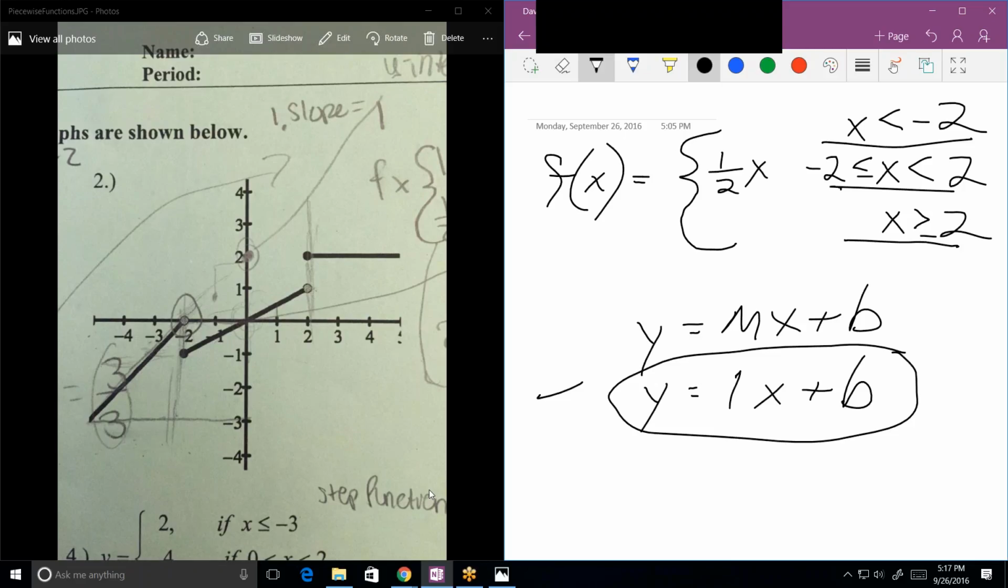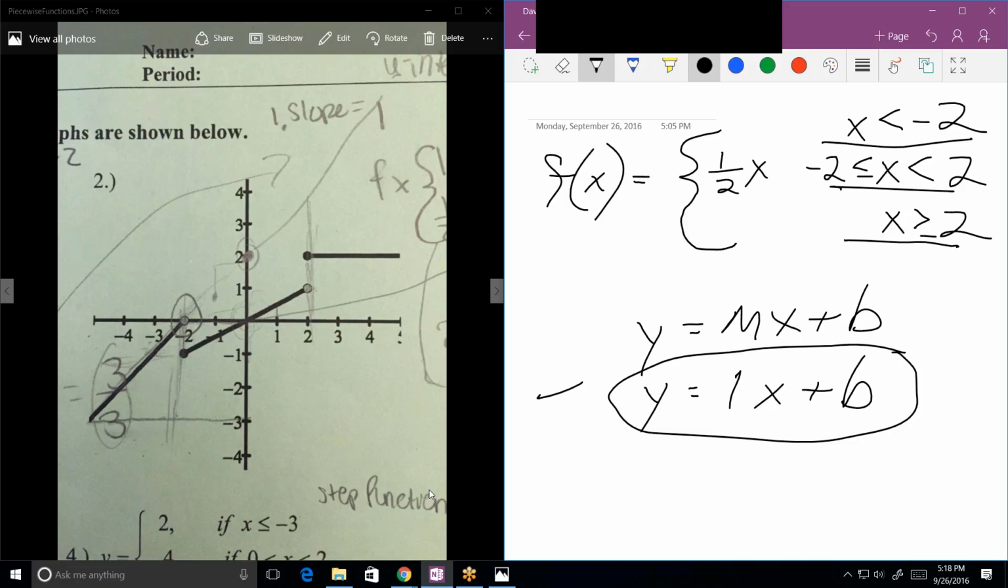We could do 2 comma 1. That point isn't on the curve. That's on the middle part. We need the point negative 2, 0. Let's do negative 2, 0.